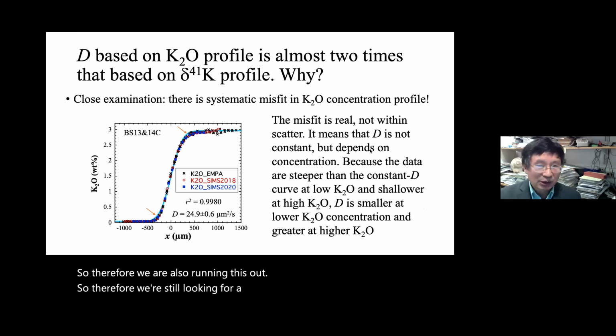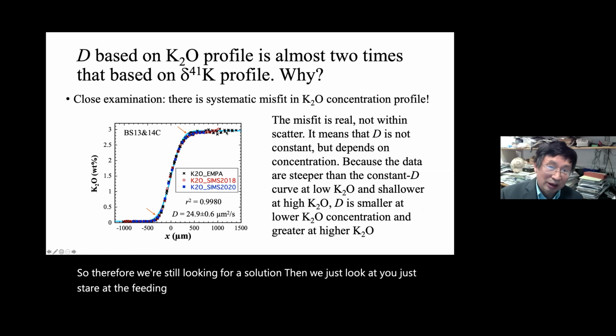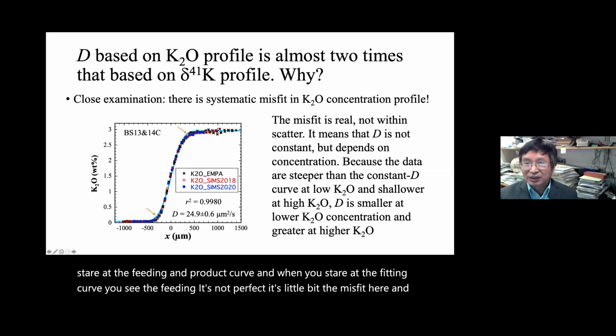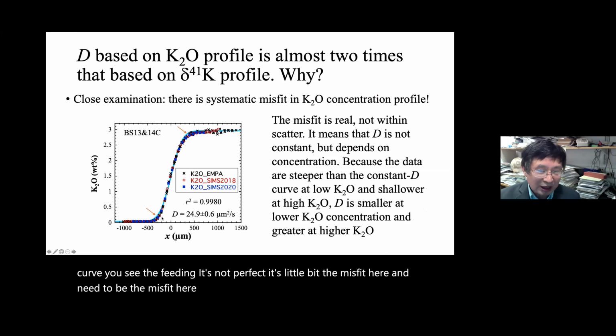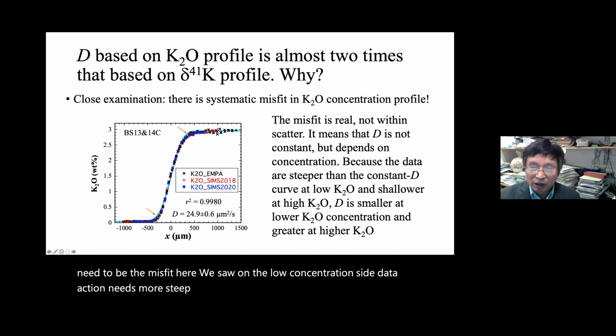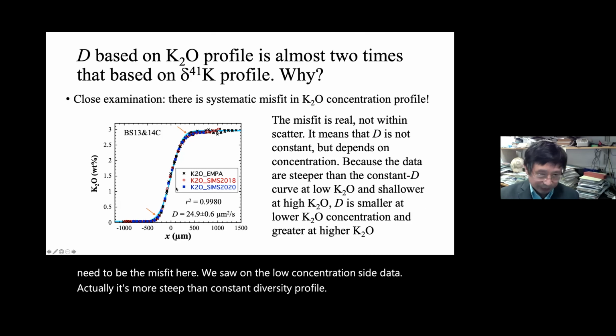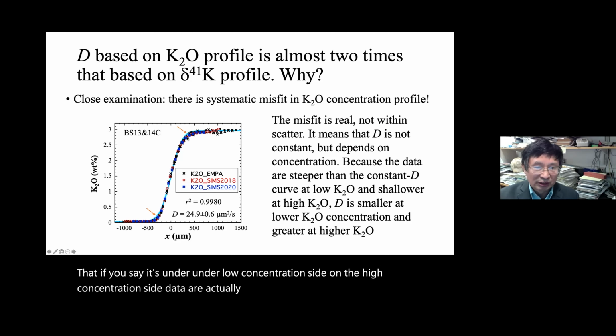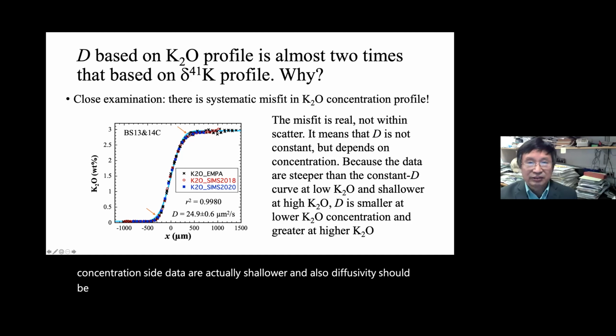Then you just stare at the fitting curve. And when you stare at the fitting curve, you actually see the fitting is not perfect. There's a little bit of misfit here and a little bit of misfit here. On the low concentration side, the data are actually steeper than the constant diffusivity profile. That means the diffusivity is smaller on the low concentration side. On the high concentration side, the data are actually shallower, and the diffusivity should be higher than this constant diffusivity.